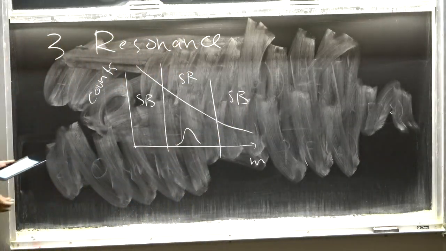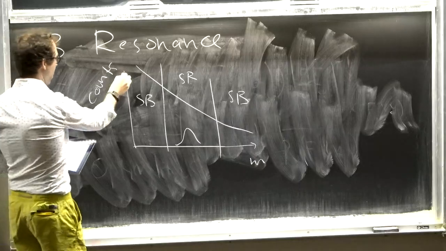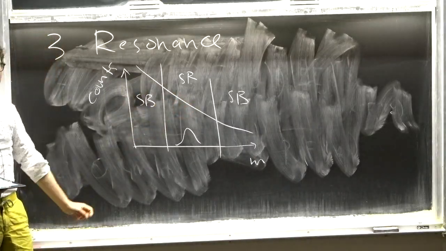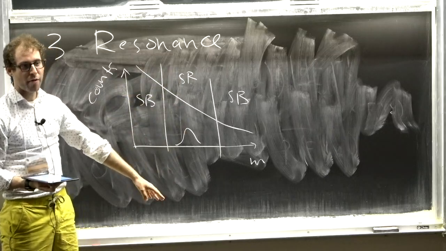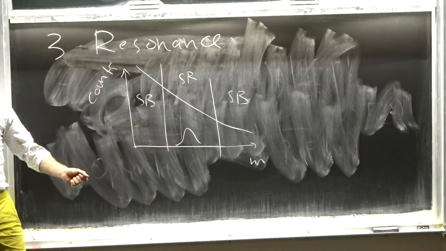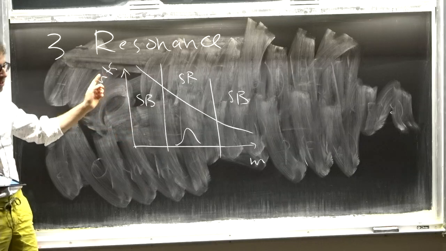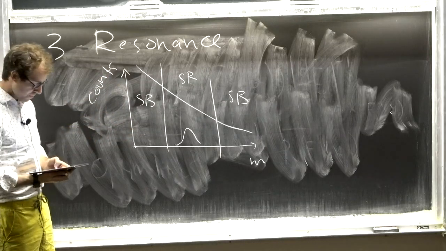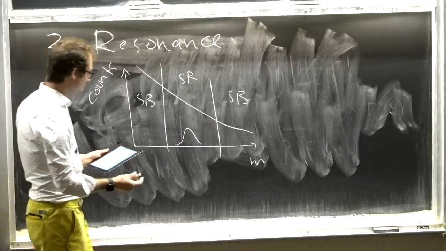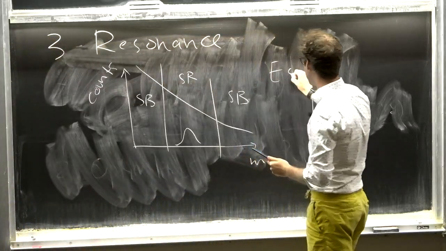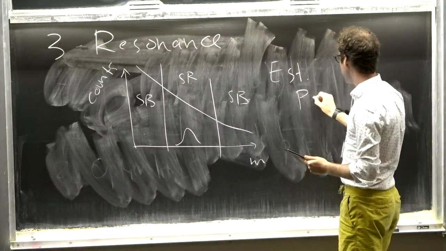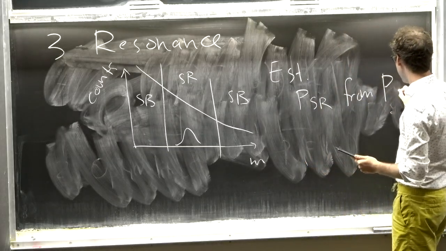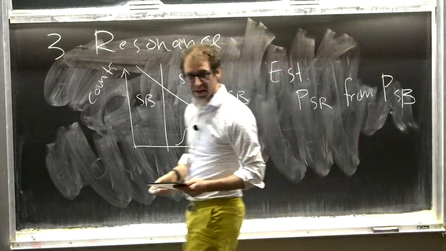So the idea is that you have some mass dimension, and the signal will be localized somewhere. The background will be featureless. You can make a region around the signal, and then use a region away from the signal to estimate the background in the signal region. So you have SR is signal region, SB is sideband region. And there are many ways of estimating P of SR from P of SB. That's the goal here.